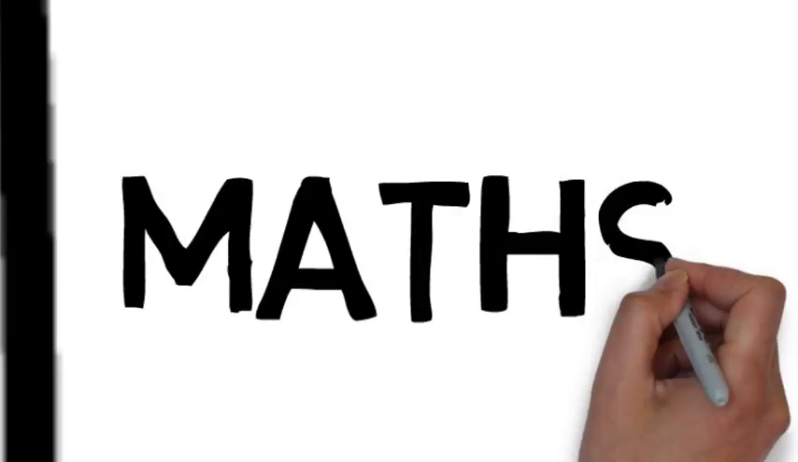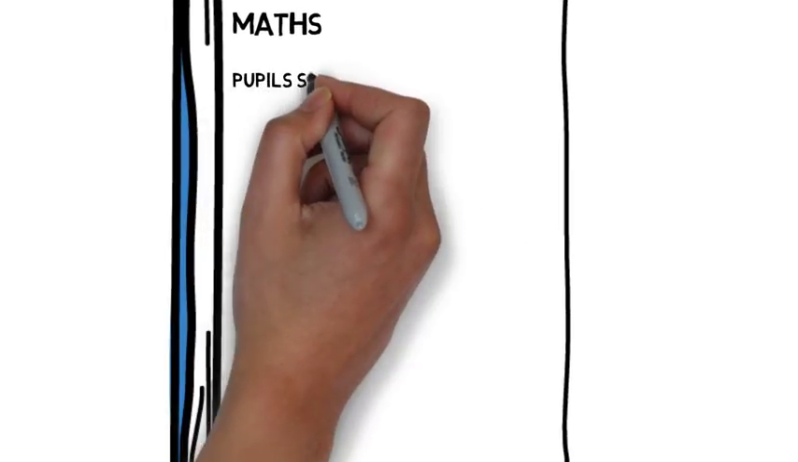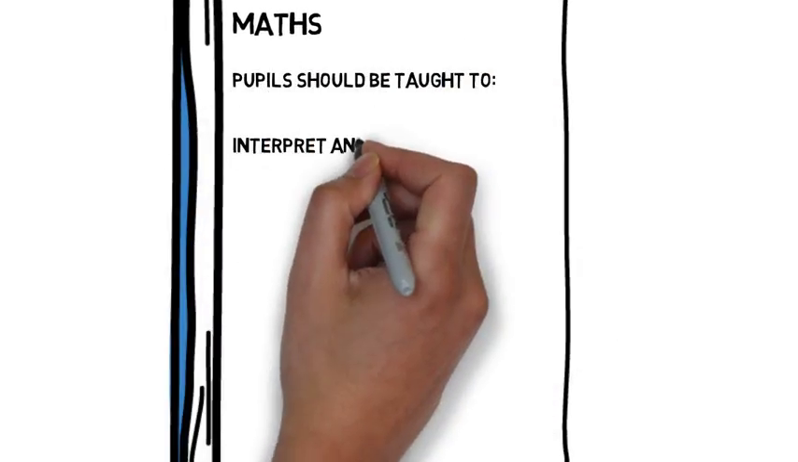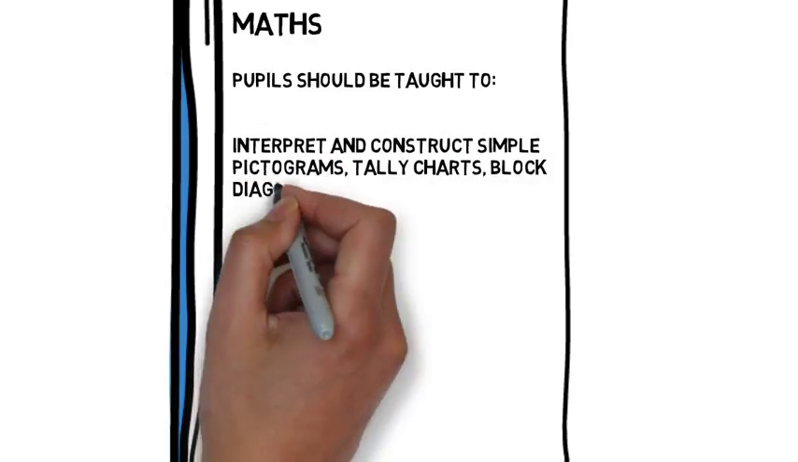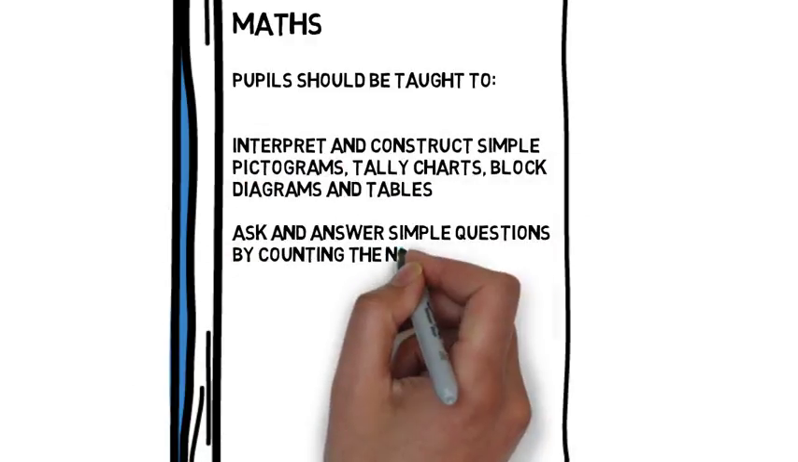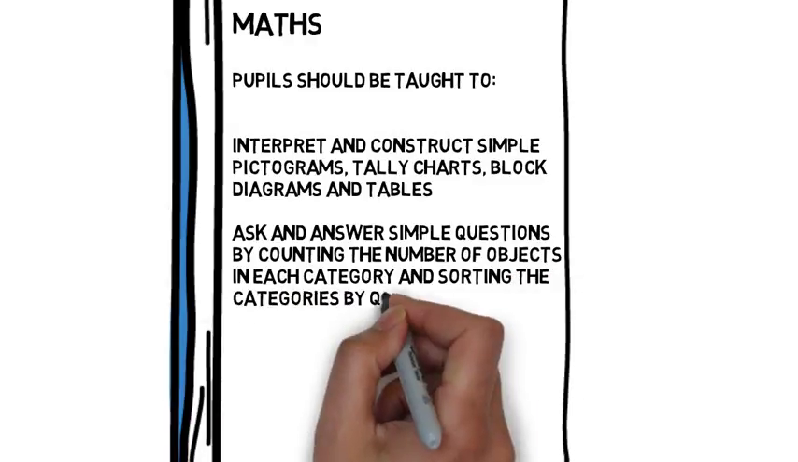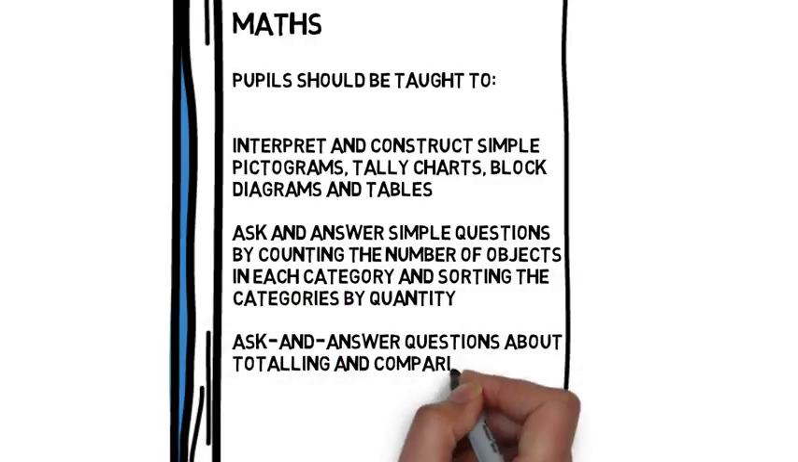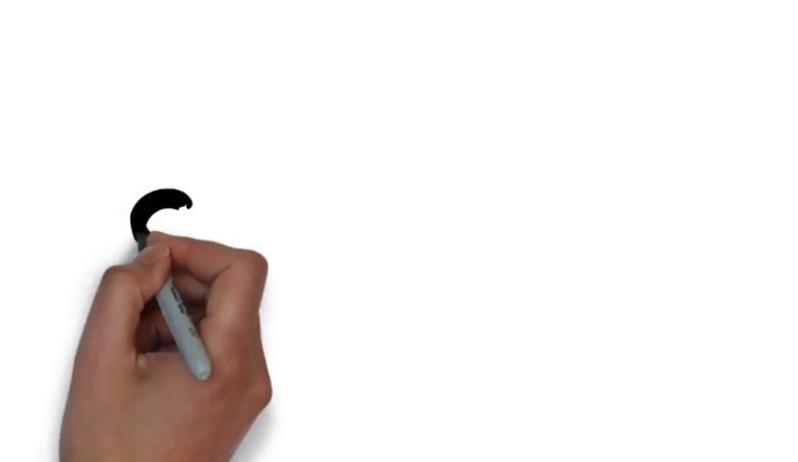For mathematics, it shows that pupils should be taught to interpret and construct simple pictograms, tally charts, block diagrams, and tables, ask and answer simple questions by counting the number of objects in each category and sorting the categories by quantity, and ask and answer questions about totaling and comparing categorical data.